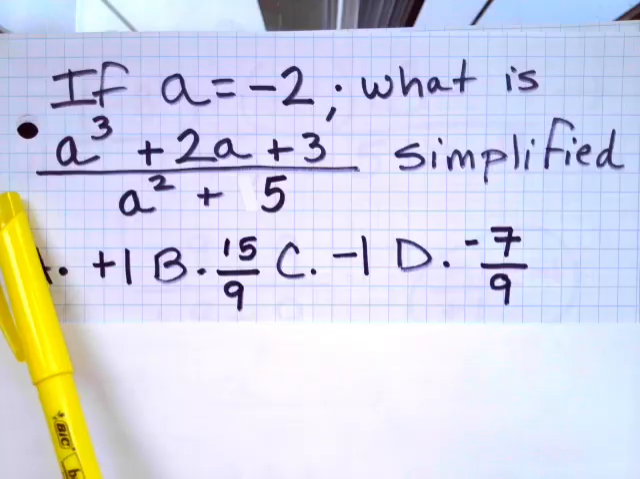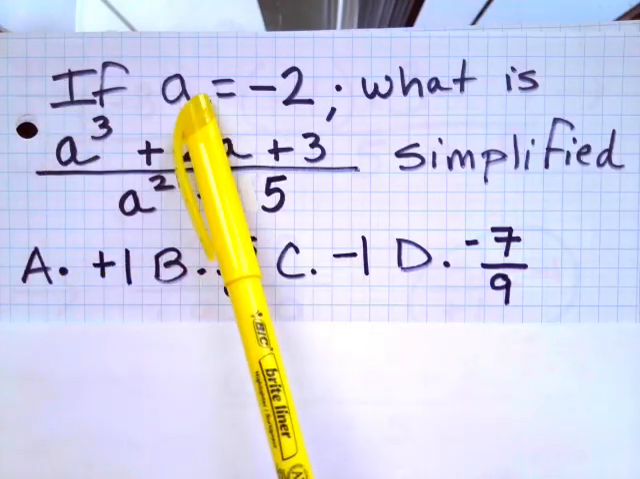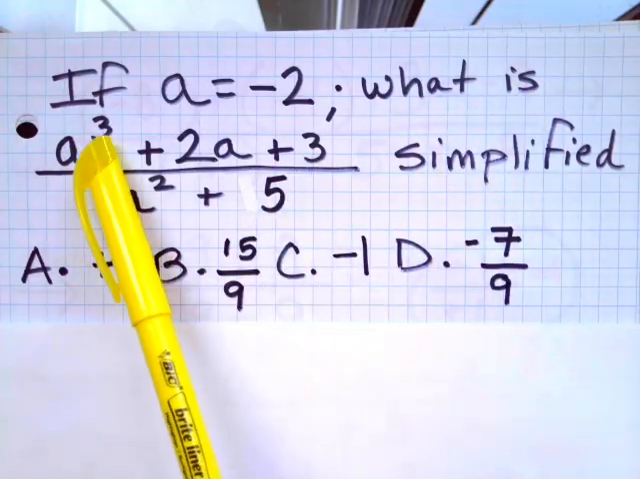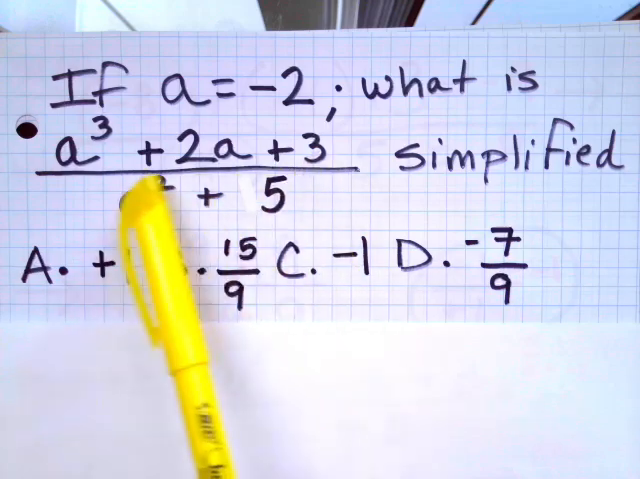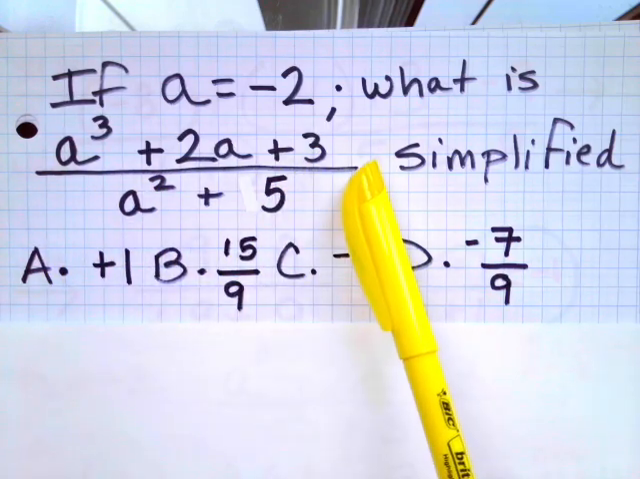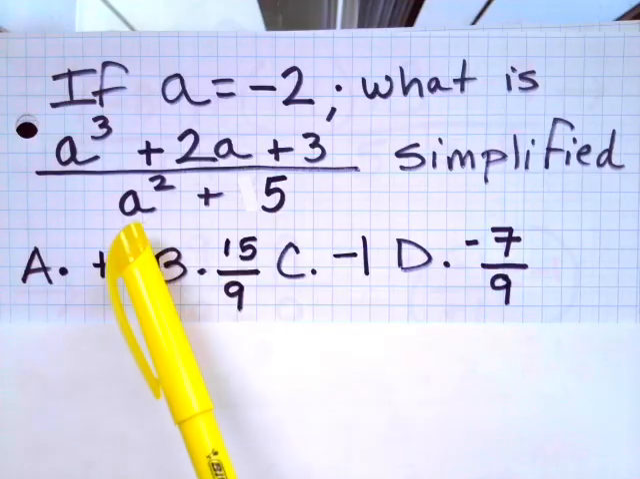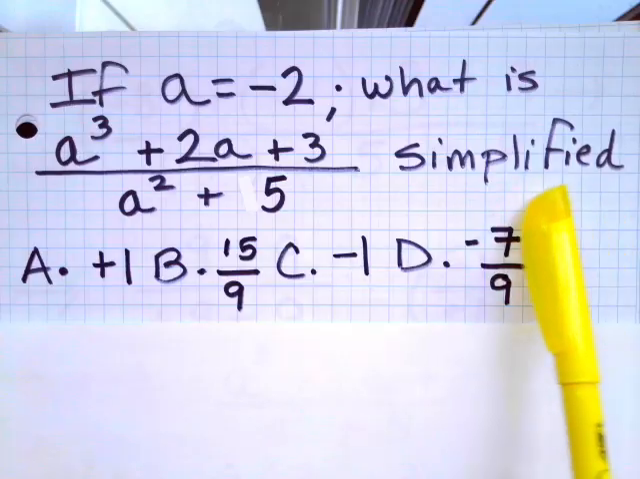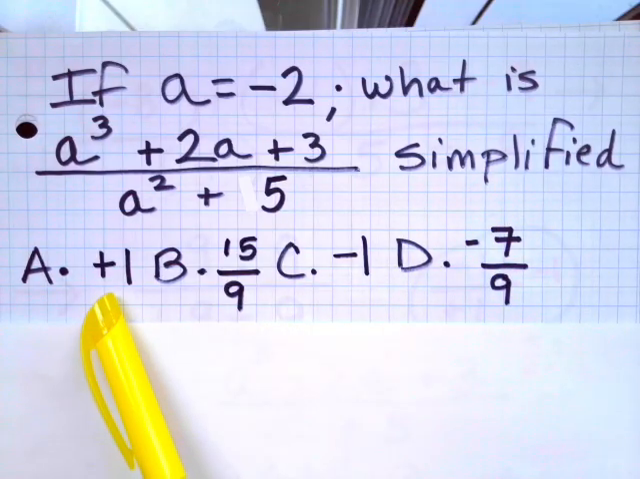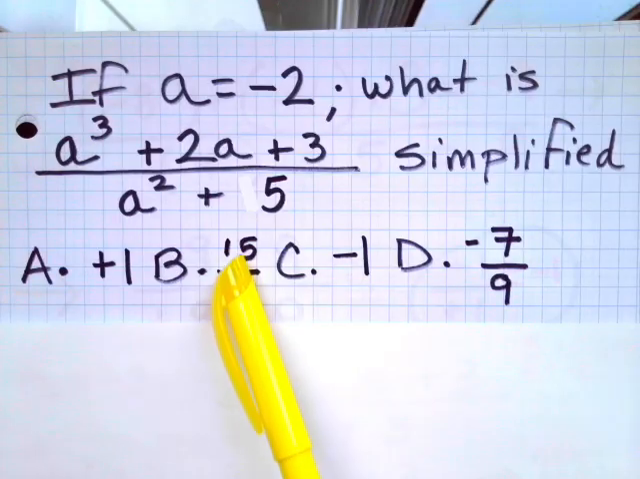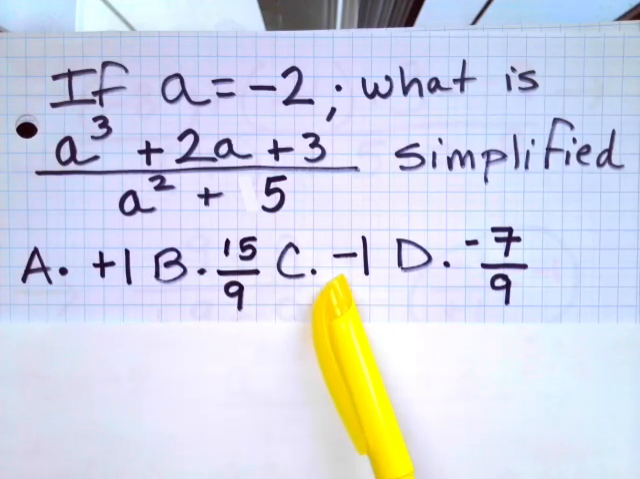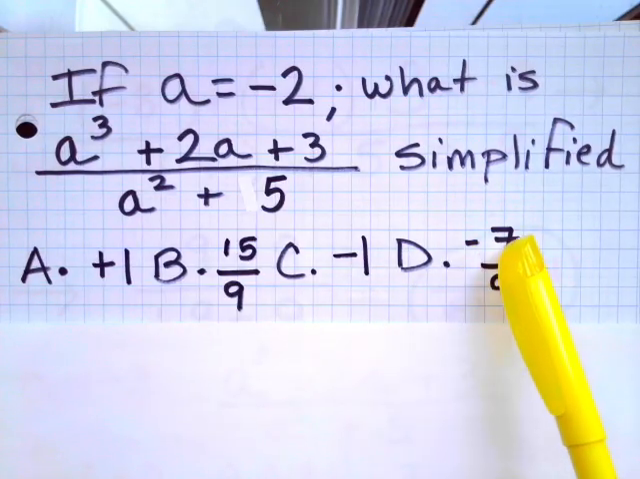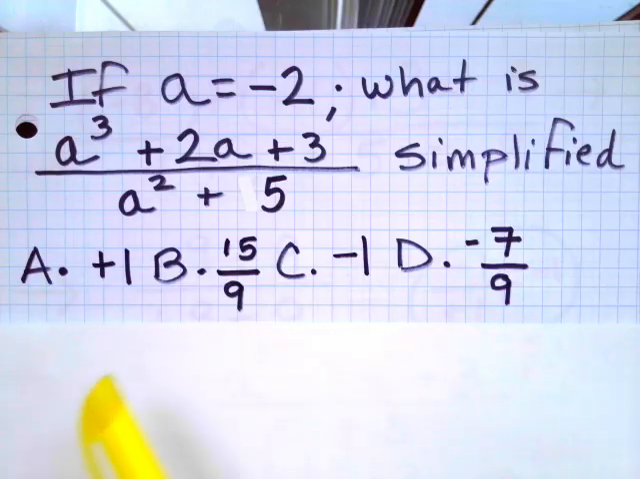So this is a type of problem you're going to see on the exams. If a equals -2, what is a cubed plus 2a plus 3 divided by, remember every fraction is a division problem, a squared plus 5? And so you're asked here to simplify. You're given options A, +1, B, 15/9, C, -1, and D, -7/9. So it's going to be one of these options.